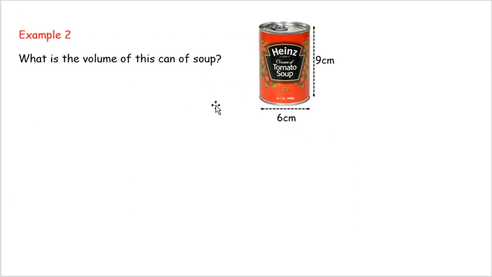Okay, so we have a can of soup, and we want to find out the volume. Bear in mind, this can is still in the shape of a cylinder, so the question really is, what is the volume of this cylinder? Once we have identified it's a cylinder, we write down the formula for the volume of a cylinder, which is pi r squared multiplied by the height. Again, pi is just the number 3.14.